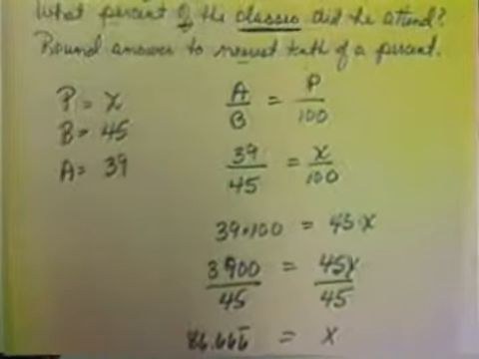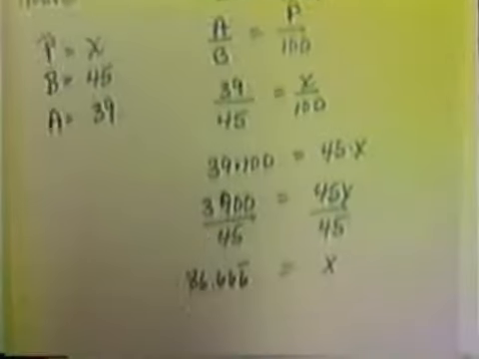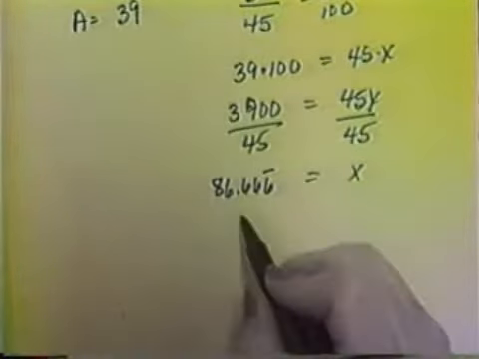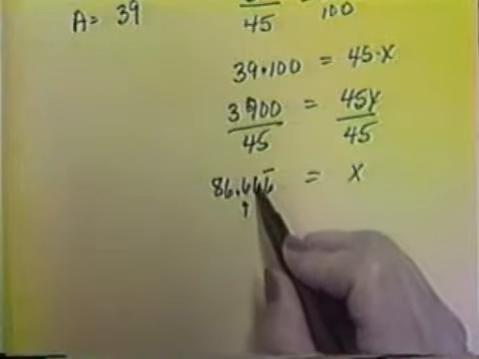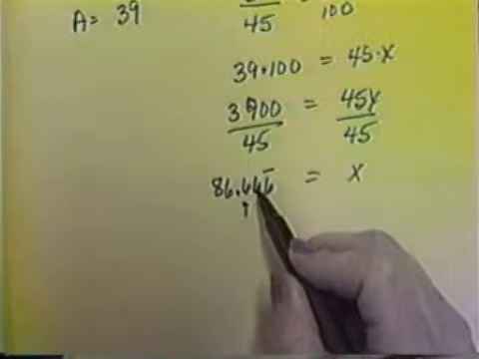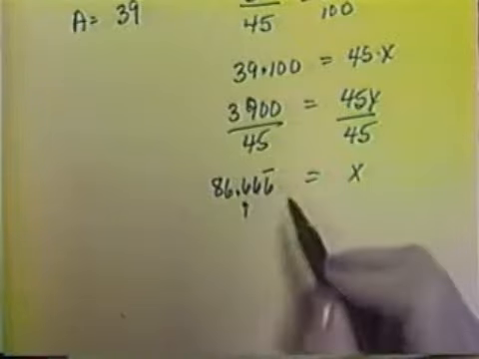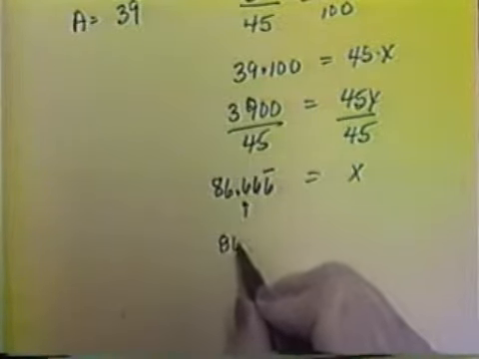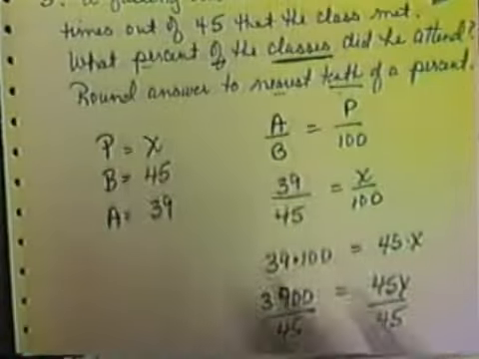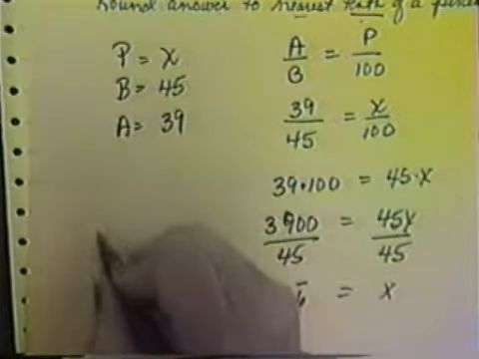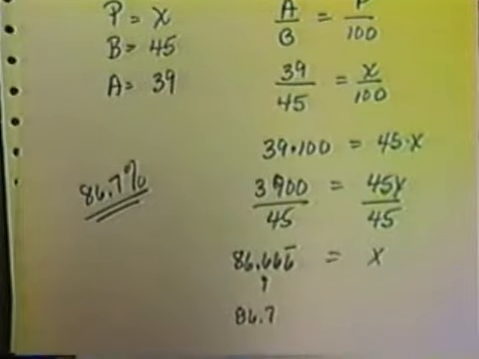But this problem said round to the nearest tenth. Now the nearest tenth means one decimal place. So we only want one decimal place on this. So here's my first decimal, and I'm going to look to the number to the right. The 6 is 5 or greater, so that means that we're going to increase the number to the left by 1 and drop everything behind. So that's going to give us 86.7. And since we were looking for the percent, it means that 86.7% is the percent of classes that he attended.